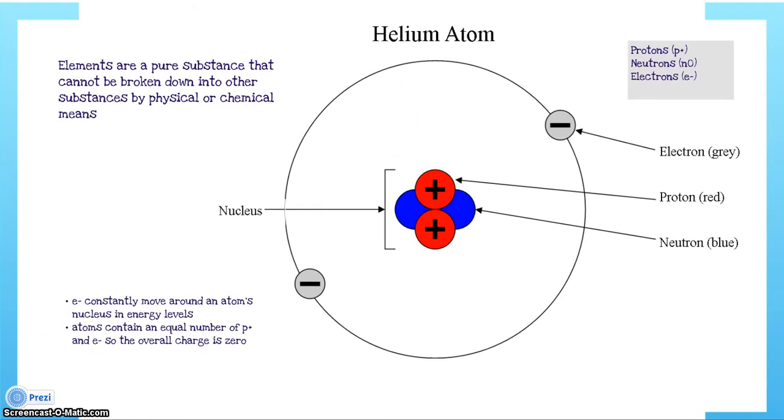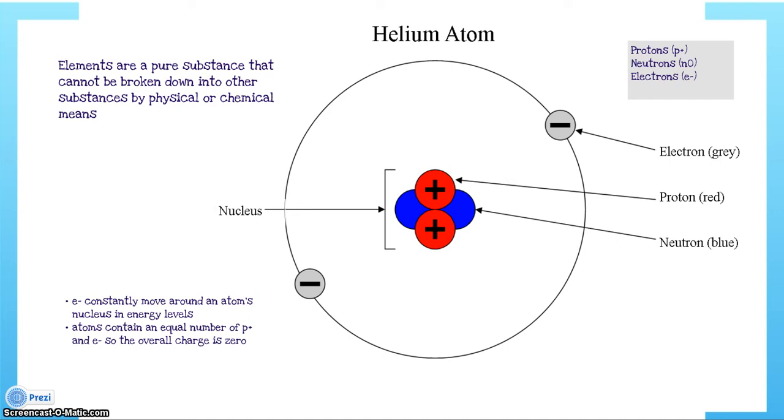The 3 particles of an atom are protons in red, neutrons in blue, electrons in gray. A proton is positively charged and can be found in the nucleus. They are always written as little p with a little positive sign to indicate that it is positively charged. Neutrons are neutrally charged. They are also found in the nucleus, and they are written as N with a little 0 to indicate that they are neutrally charged.